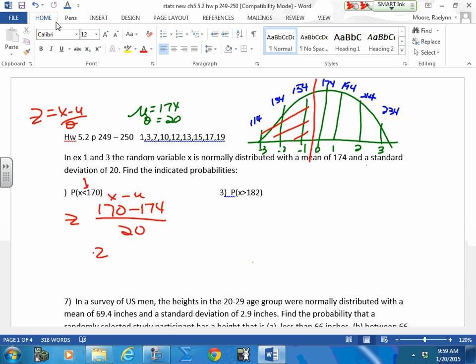Okay, now your z-score is negative 0.2. When you look this up, it's the row for negative 0.2, and come over to the column 0.00. That's what you're looking up. So, what's the area for this one? 0.4207.